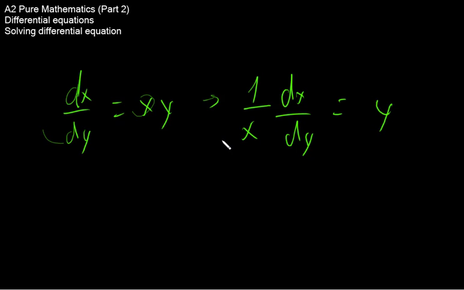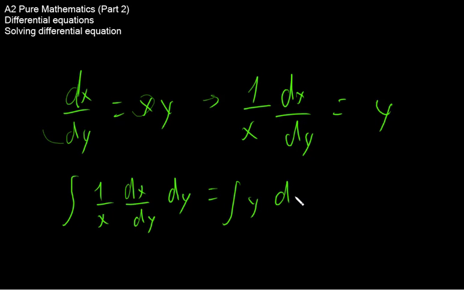Then what you can do next is simply integrate these two with respect to y. So the integral of 1 over x dx over dy dy is equal to the integral of y dy. The dy and dy cancel, and here you have the integral of 1 over x dx, and here you have ln x is equal to y squared divided by 2. So simply, this is how you solve a differential equation. Now let's look at a real example question and see how we are going to do it.